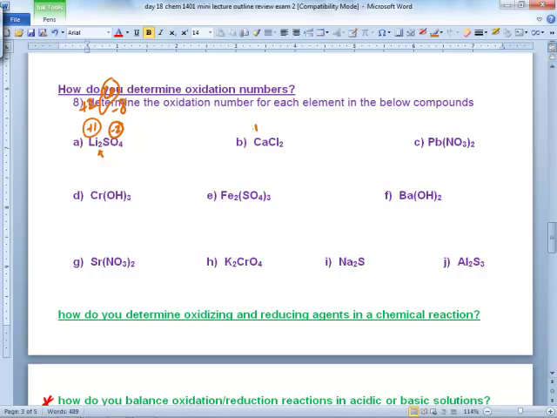Calcium's got to be +2. Man, you're halfway there. Cl is -1, right? You know that's its charge. And we can do the math to prove that this is going to work out. 2 times -1 is -2, and +2. It works, but you really don't need to.